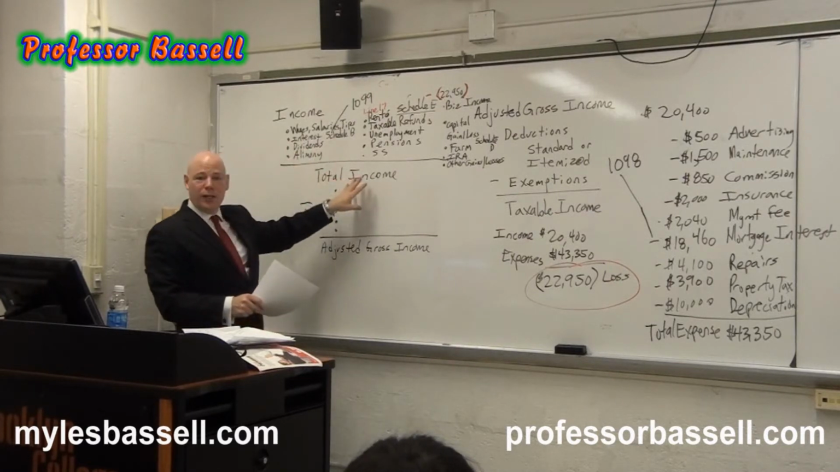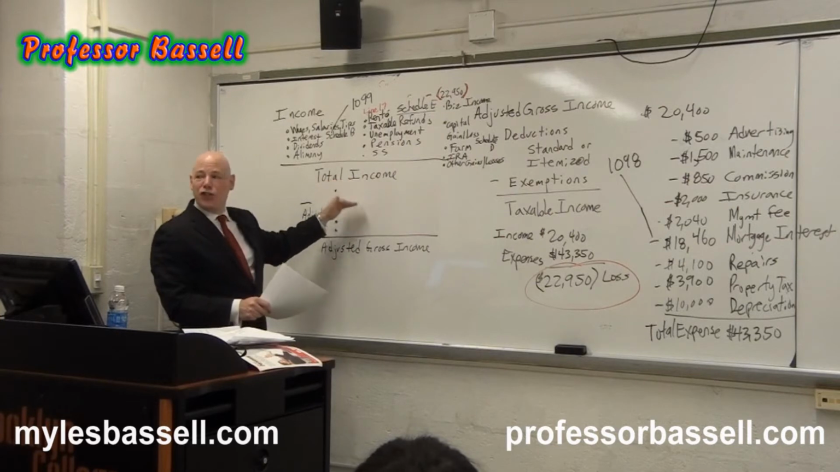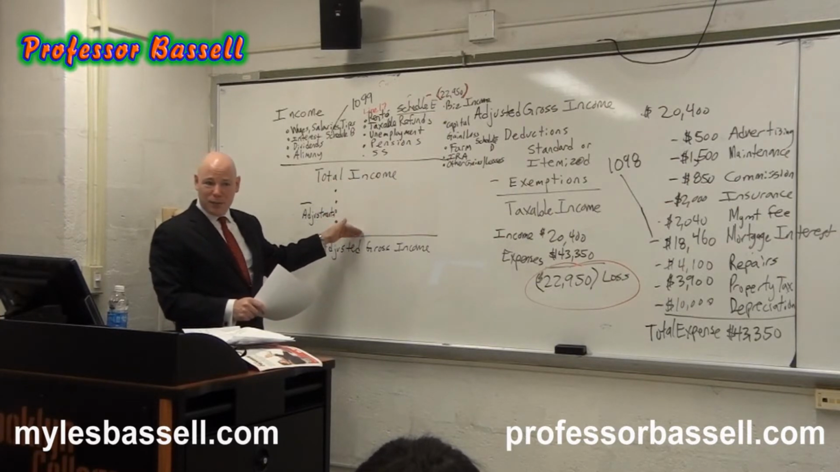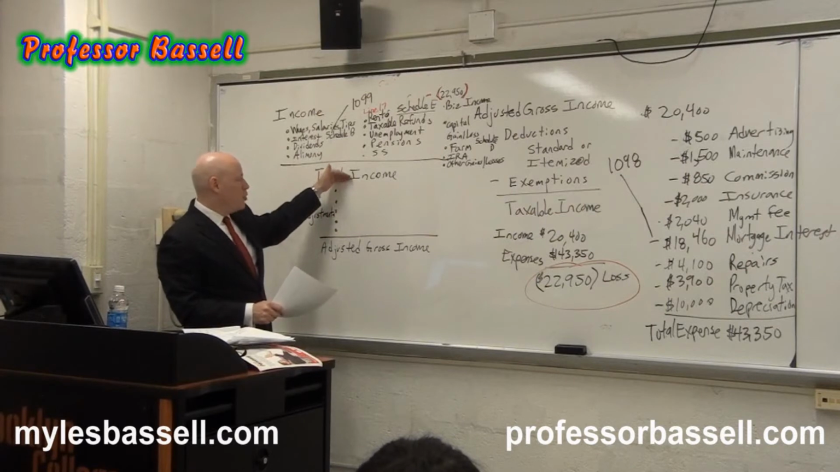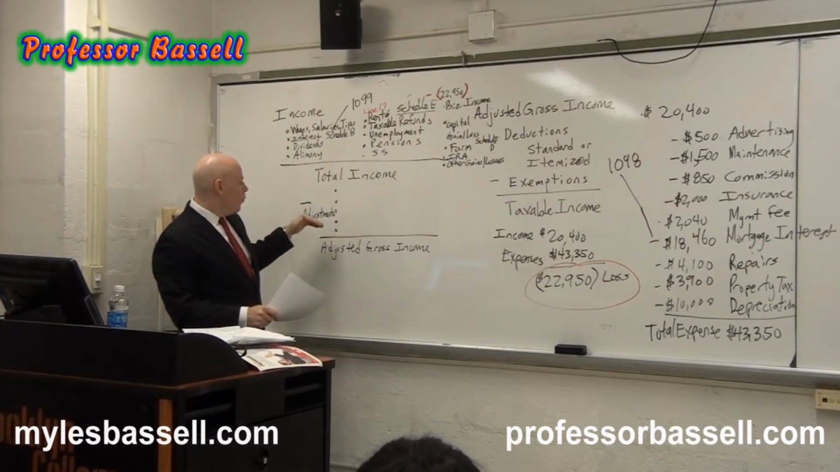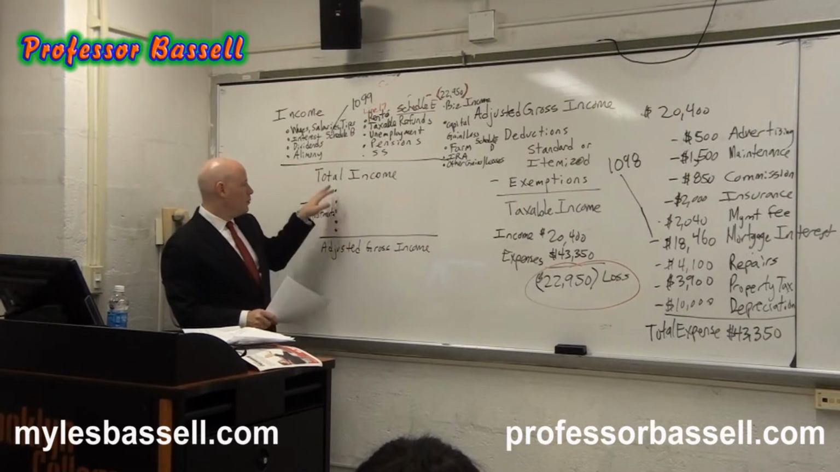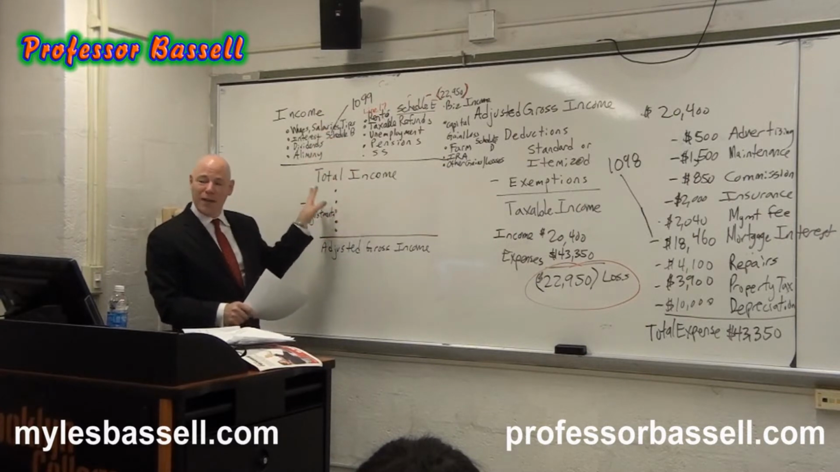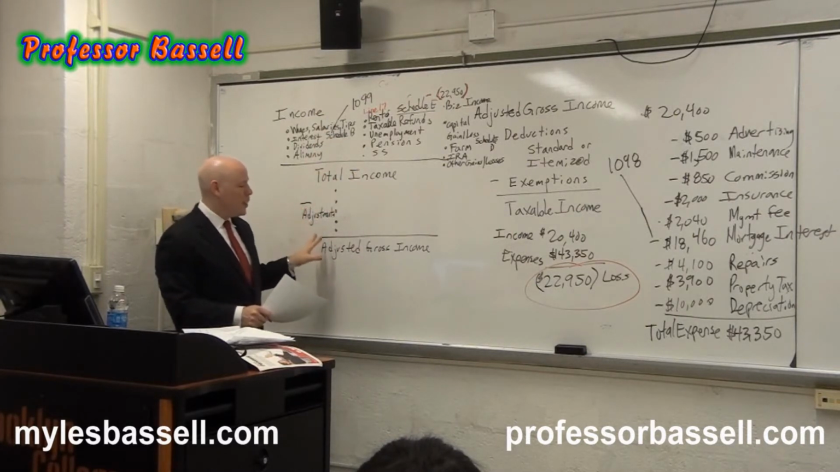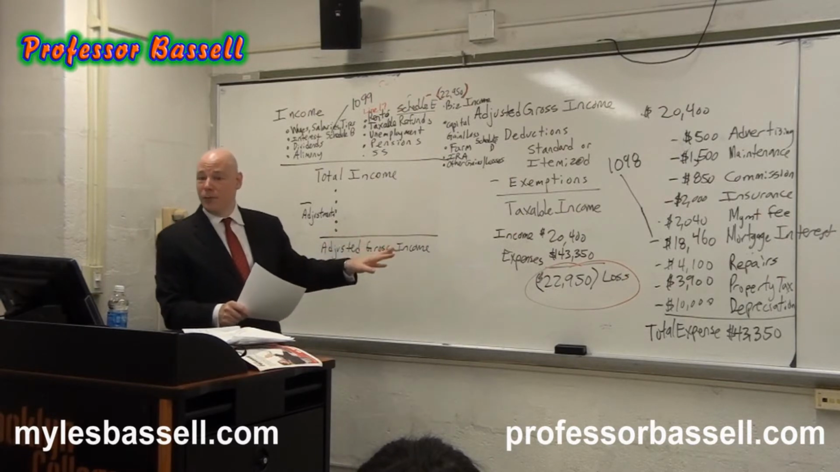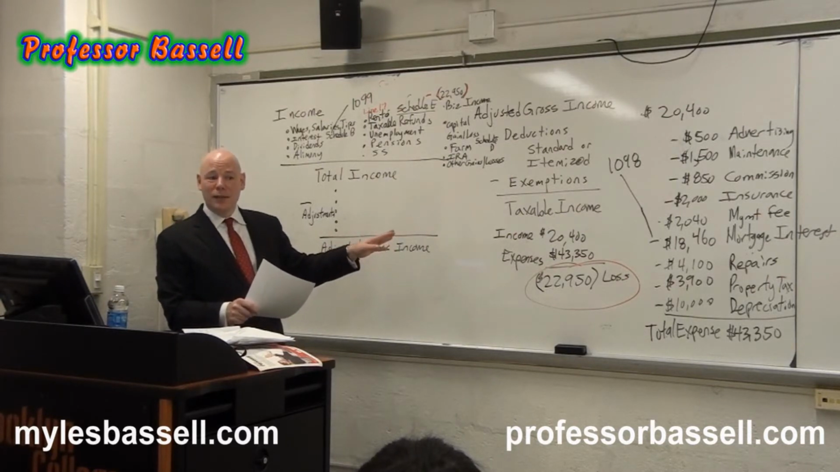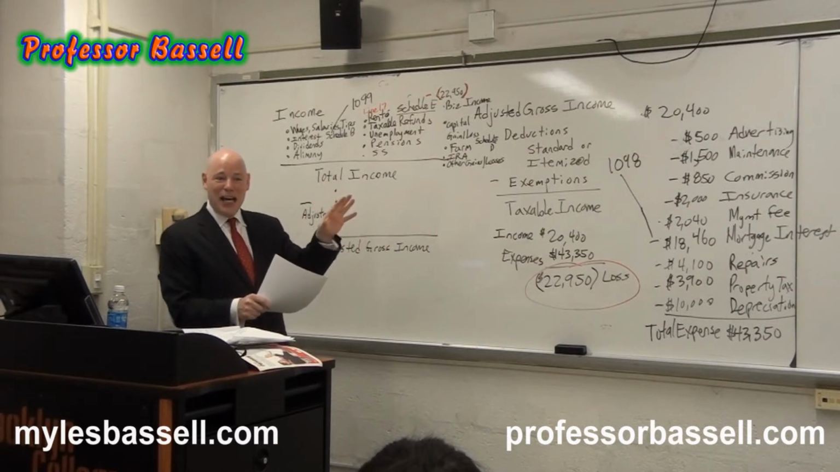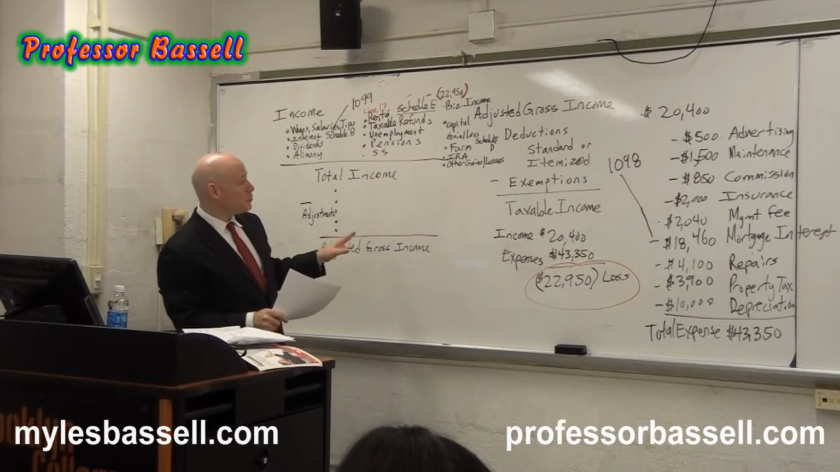We add those, we get our total income. Then from that, there's a number of adjustments that we could subtract. That's going to reduce our total income. When we subtract those adjustments, what we're left with is what's called the adjusted gross income, which we refer to as AGI. So if you see that on the exam, AGI is adjusted gross income.